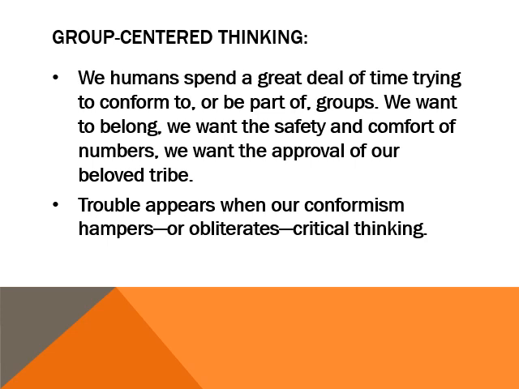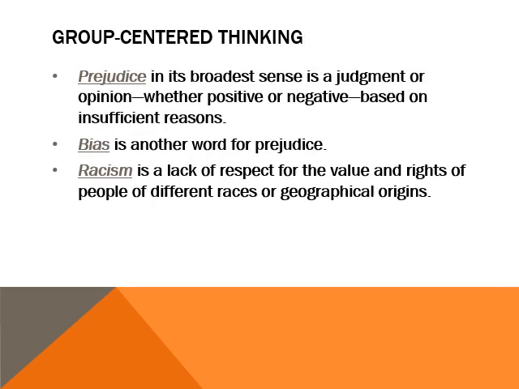We do want to belong. We are social creatures. We want the safety and comfort of numbers. But we need to be careful that we're not sacrificing truth to do that. And this is what happens with group-centered thinking. It's called groupthink. The trouble appears when our conformism, when we conform, hampers or totally obliterates our critical thinking skills or our logic. So we need to be careful with group-centered thinking. It is seen in several ways, and here are a few ways it is seen. It is seen through our prejudice and bias and in racism.